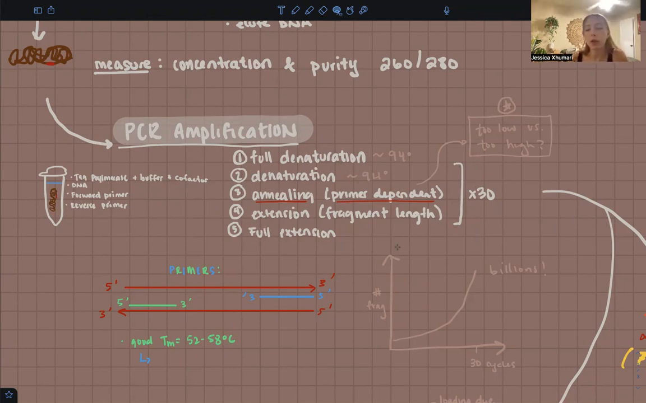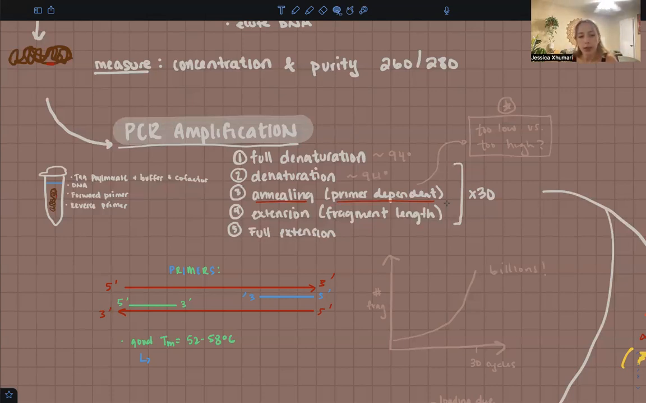Okay. So one of my questions I want to ask you guys is, I was going to ask which of these steps is primer dependent. I have it right here, but why? Why do you think that the annealing, also known as the melting step, is primer dependent? So you can pause and think about that.